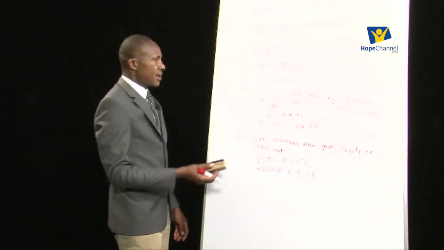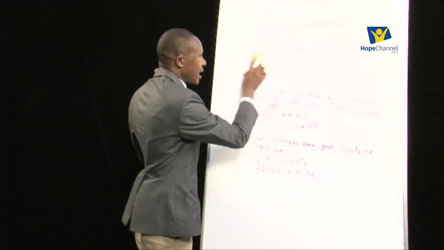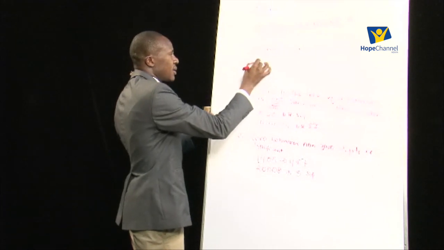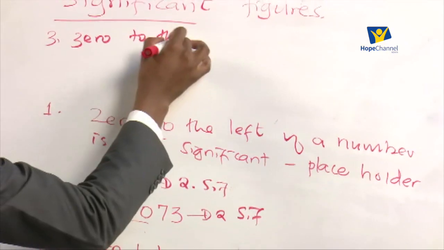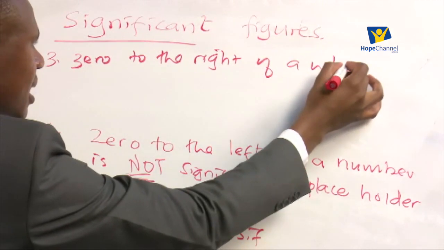And then we have the last case for a zero. We talk of a zero which is to the right of a number. Number 3, 0 to the right of a whole number.